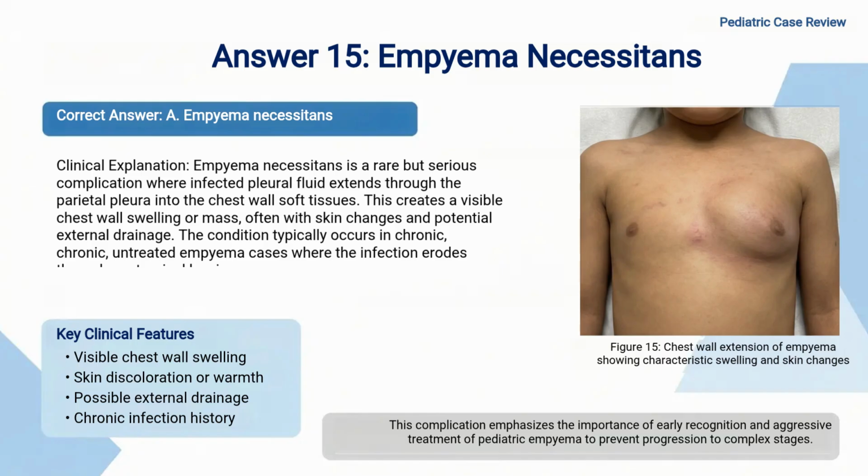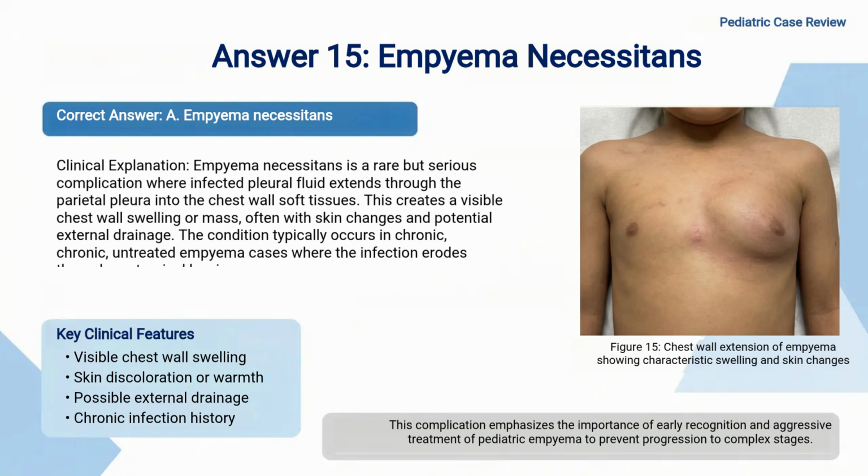Empyema necessitans is a rare but serious complication where infected pleural fluid extends through the parietal pleura into the chest wall soft tissues. This creates a visible chest wall swelling or mass, often with overlying skin changes including erythema and warmth and potential external drainage.